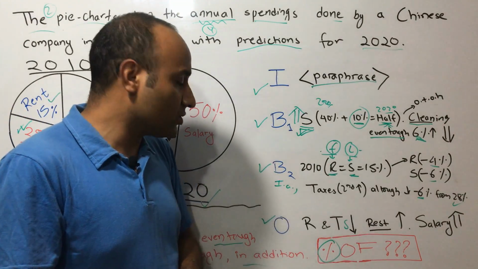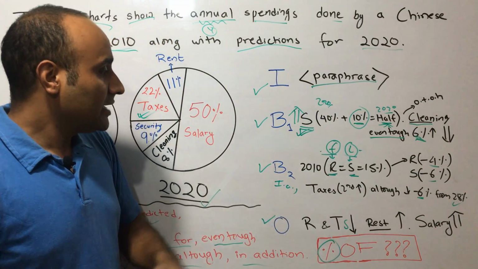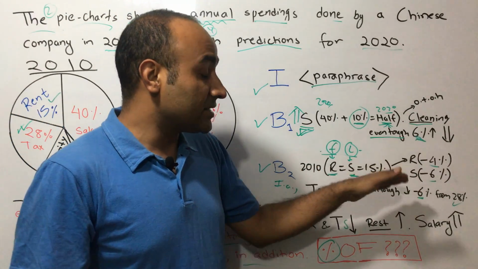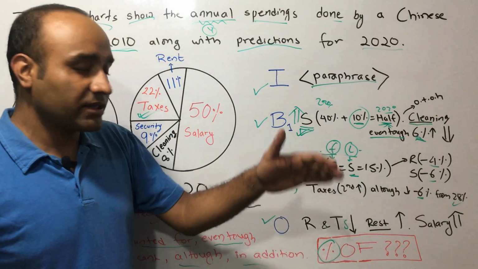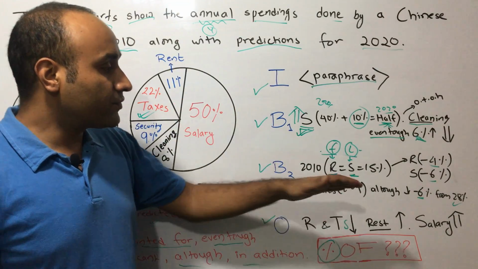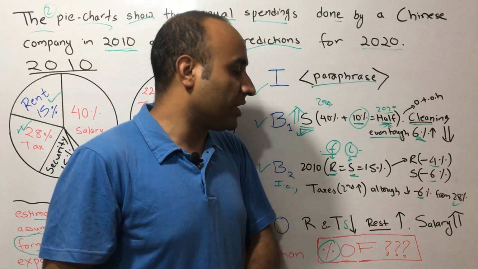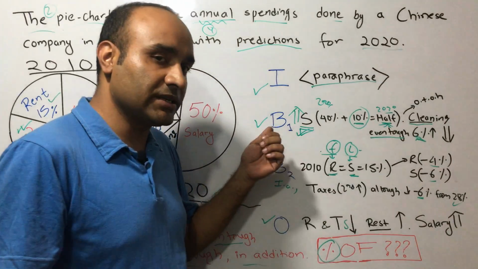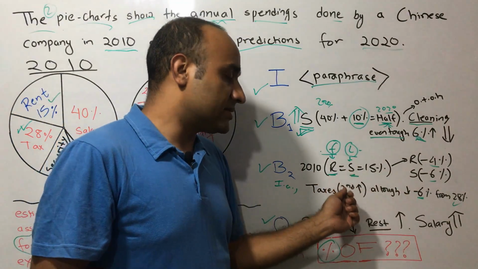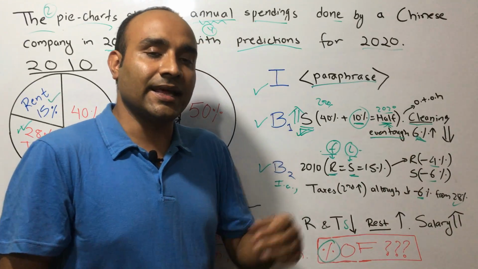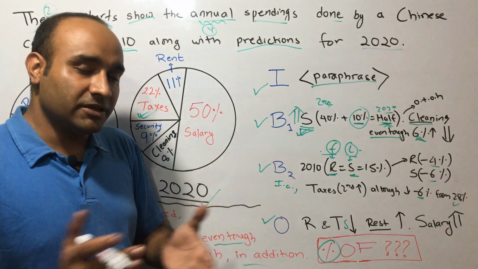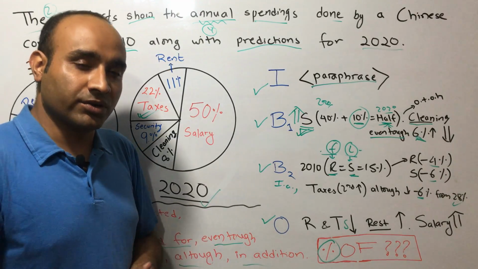The last sentence is going to be, in addition, taxes, even though it is expected to drop by 6% in 2020 from a count of 28% in 2010, is expected to retain the second highest position that it had in 2010. So by doing this, you've given them what they exactly were looking for.